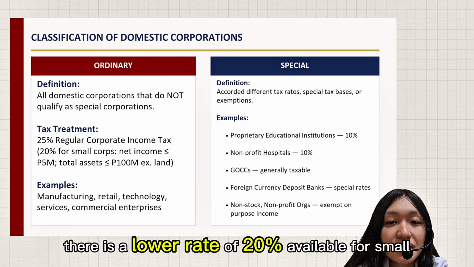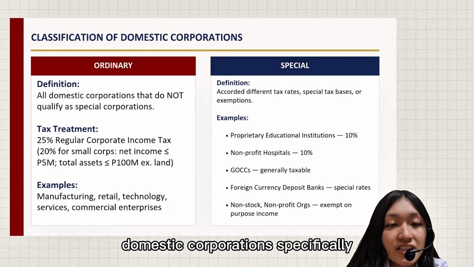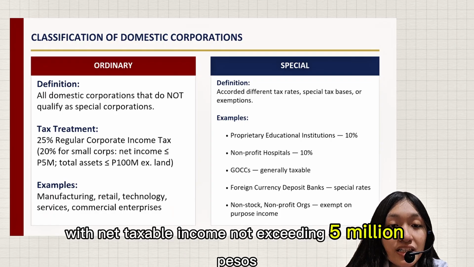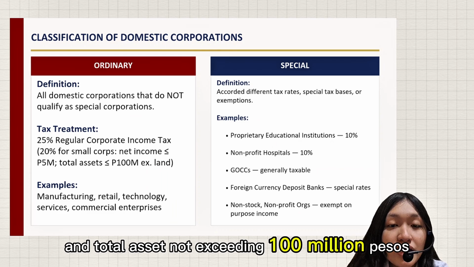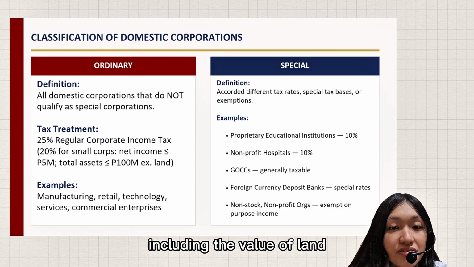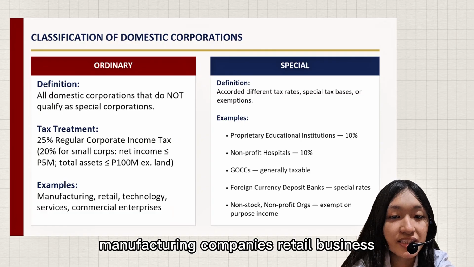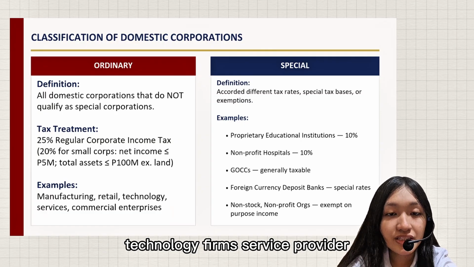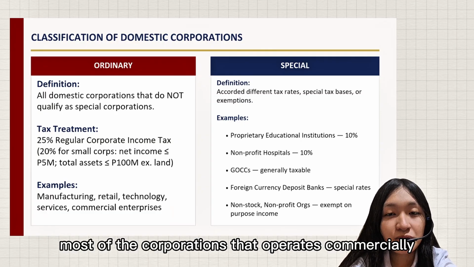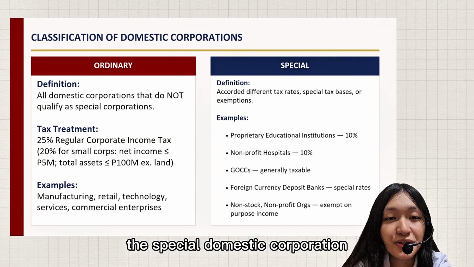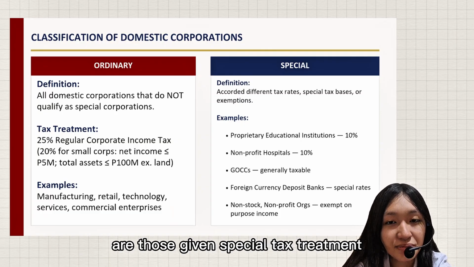However, there is a lower rate of 20% available for small domestic corporations, specifically those with net taxable income not exceeding 5 million pesos and total assets not exceeding 100 million pesos, excluding the value of land. Examples of ordinary domestic corporations include manufacturing companies, retail businesses, technology firms, and service providers. Essentially, most of the corporations that operate commercially.